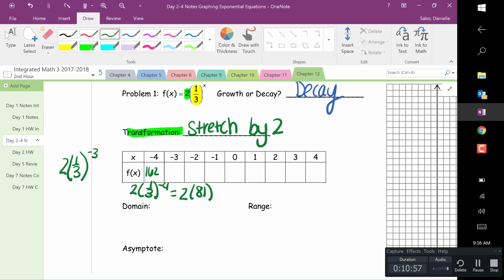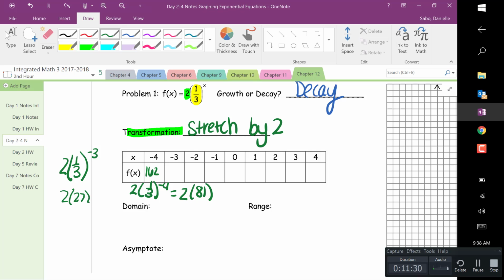3 cubed is what? What's 3 times 3 times 3? What do you say? 27. So right now, I have 1 over 27, but what happens with the negative? It flips it, it brings it up. So technically I have 2 times 27. What is 2 times 27? 3 to the 3rd is 27, and it's on the bottom currently. The negative, like we talked about, brings it back up.